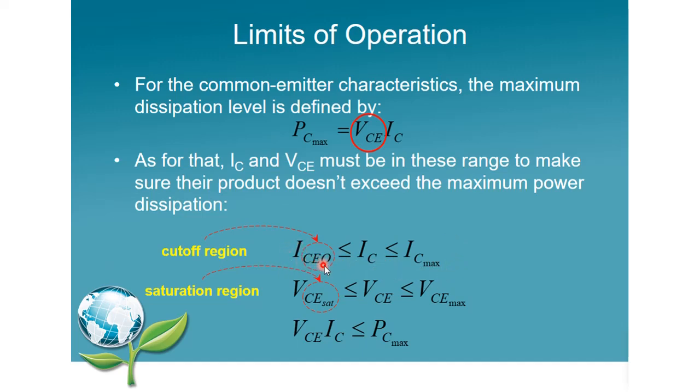The ICEO is actually the cut-off region, and then the IC must be less than the IC maximum, and the VCE is greater than the VCE saturation or the value at the saturation region, and the VCE must be less than the VCE maximum. So the product of the VCE and IC is less than the PC maximum.